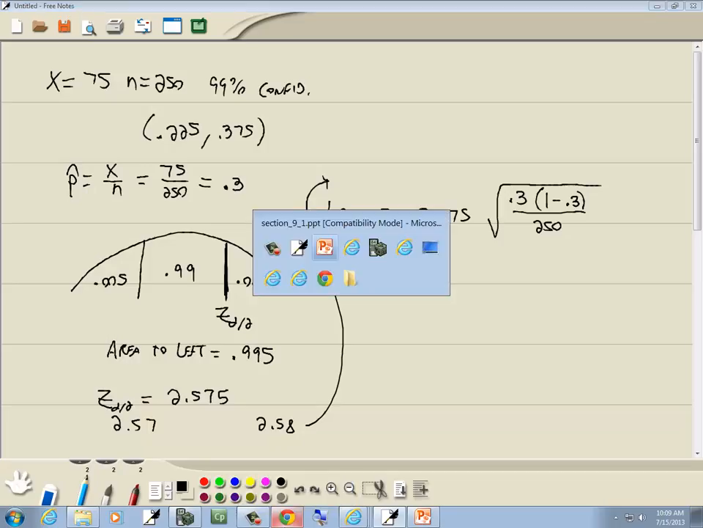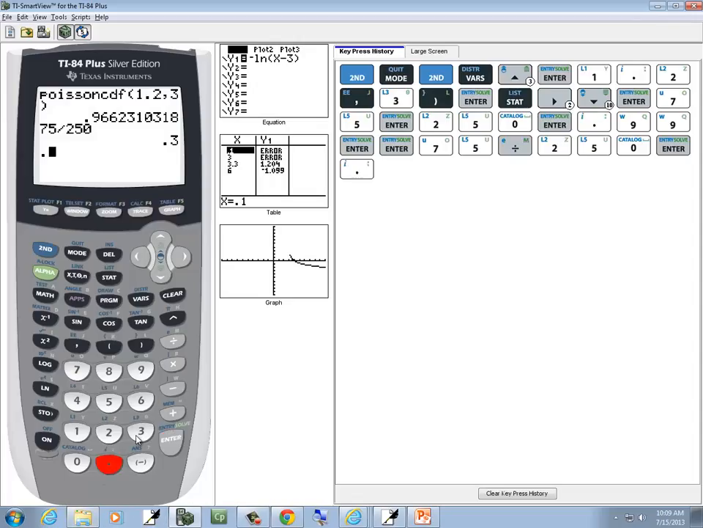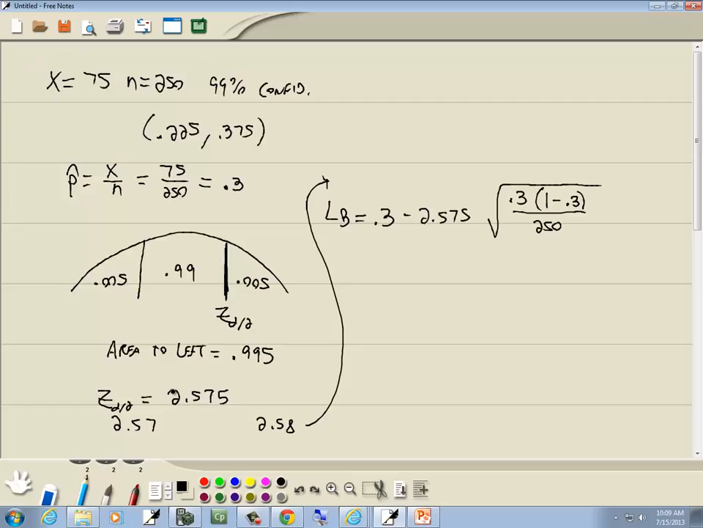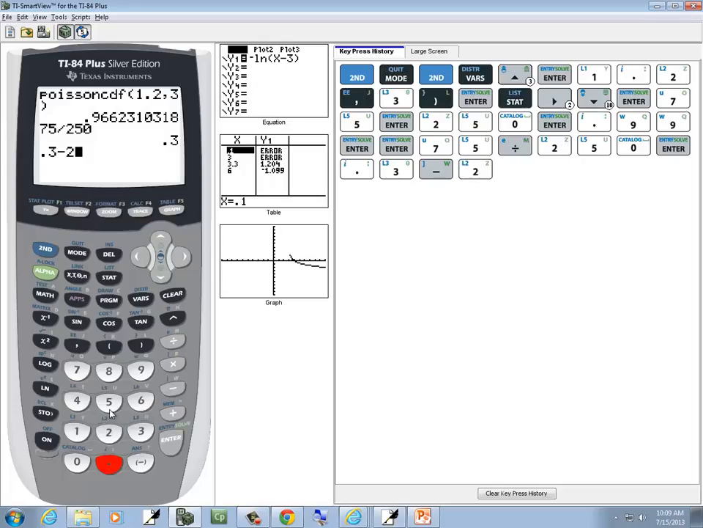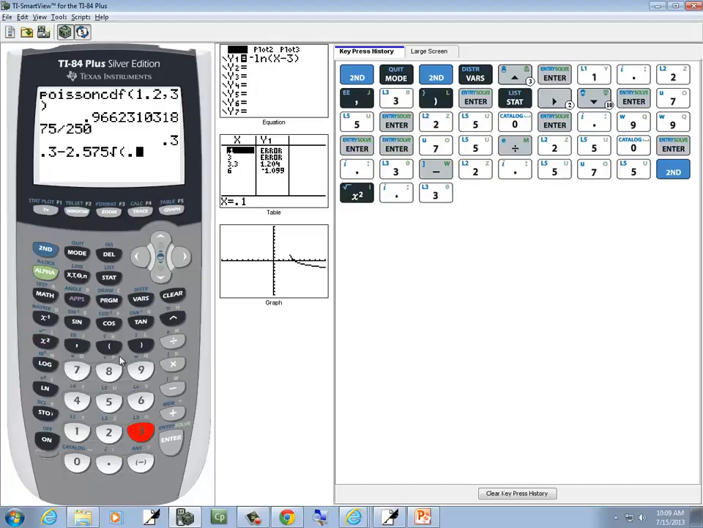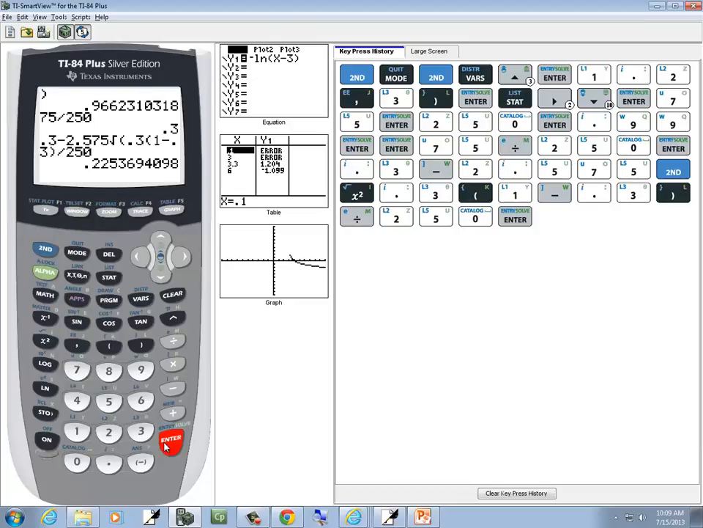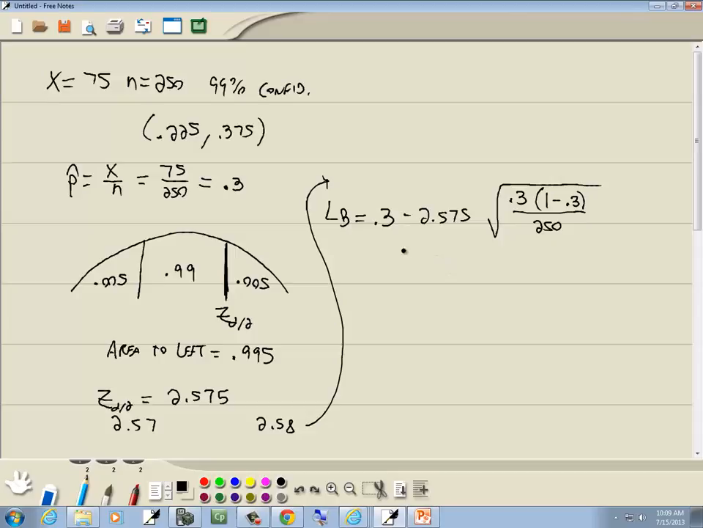Let's take a look at how to plug that in the calculator. So I got 0.3 minus 2.575 times square root, so second x squared, 0.3 beginning parentheses 1 minus 0.3 close parentheses divided by 250. And to 3 decimal places, I'm surprised we got the same answer, 0.225.